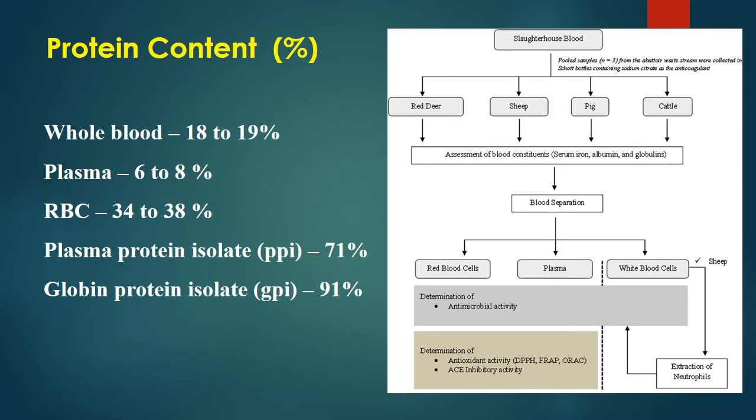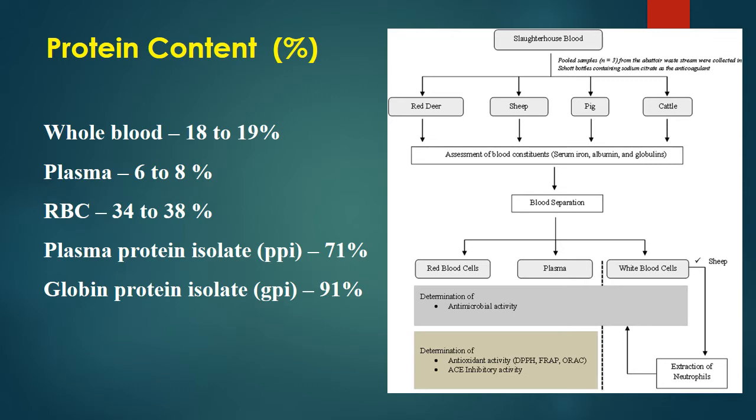Here we will see the composition and nutritional value of blood. As such, it will have around 80% water, so only about 20% solids. As protein, it is almost 18 to 19%, and hardly about 1% is mineral and 1% fat. But if we see individual fractions, in whole blood there is 18 to 19% protein, in plasma 6 to 8% protein, and in RBC concentrate, if we separate the plasma and RBC, that alone will have 34 to 38% protein.